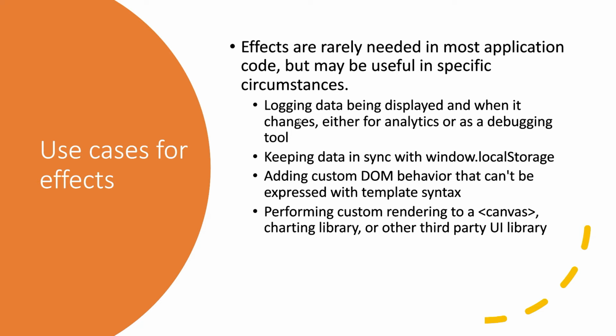So let's say if you want to log and see a value, then we can use the effect. Another use is keeping data in sync with window local storage. So let's say you are managing the state of one variable, and whenever you refresh your application, we can pick that value from the local storage. And adding custom DOM behavior that can't be expressed with template syntax. Perform custom rendering to a canvas, charting library, or other third-party library like AgGrid.